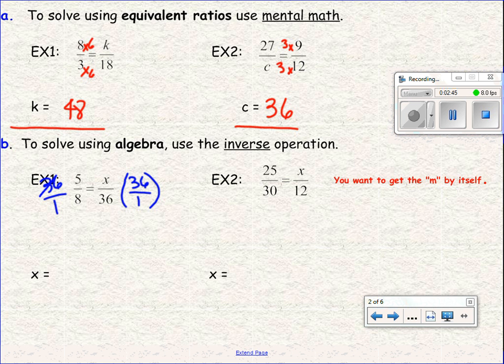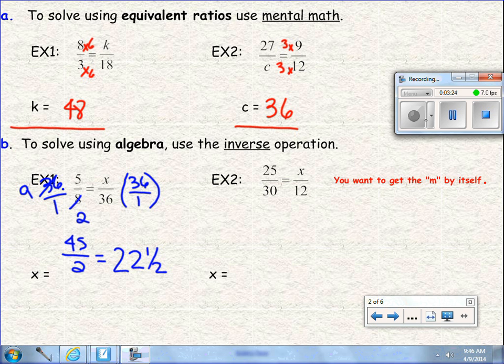So in this example, we can simplify before we multiply. They have a common factor of 4. So 4 goes into 36 9 times. 4 goes into 8 2 times. Now I can take 9 times 5 is 45. 1 times 2 is 2. So now we have 45 over 2. And we're going to simplify that to, is it 22 and 1/2? Yes.